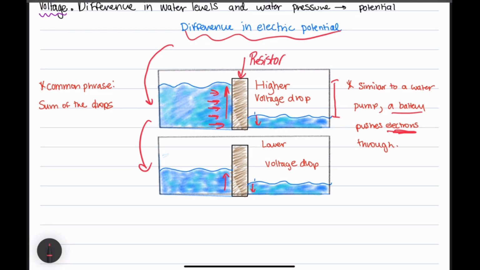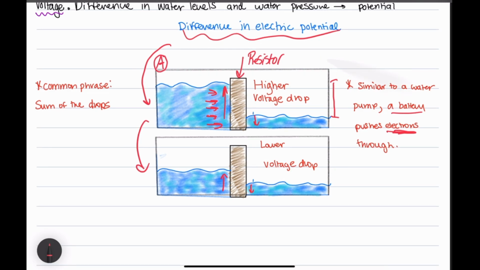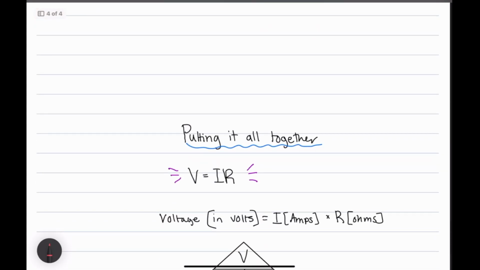And this is why you'll hear in classes, voltage between 2 points or the voltage in a closed circuit is the sum of the drops. It's because you're measuring the difference in potential from point A to point B. Obviously in the top one, that difference in potential and voltage drop is a lot higher than the bottom. So simply it's a difference in water levels and water pressure as a result of resistance.